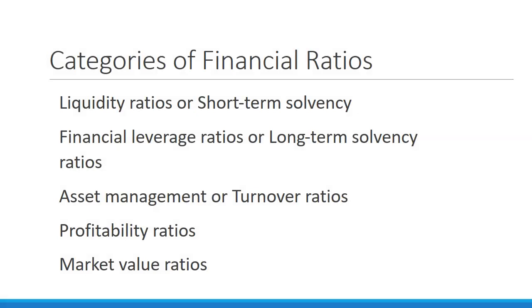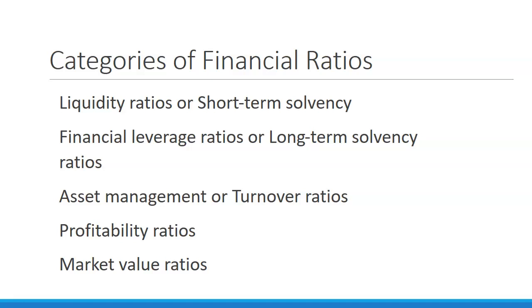These are the main categories of financial ratios, and we're going to go through each category one by one and talk about its actual financial ratios. So first we start with the liquidity ratios, or our short-term solvency. Do we have cash available in the short term to pay for our operations and short-term debt? Financial leverage ratios are long-term solvency ratios. Are we financially solvent in the long term?